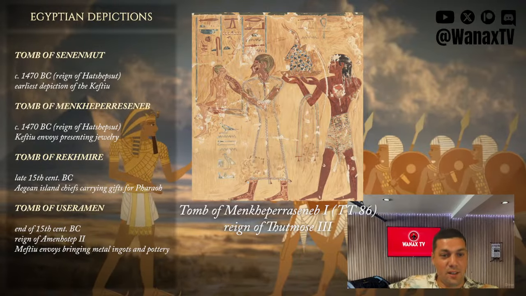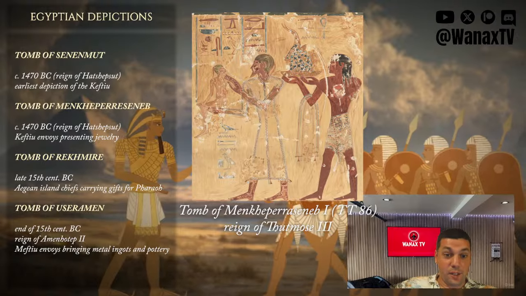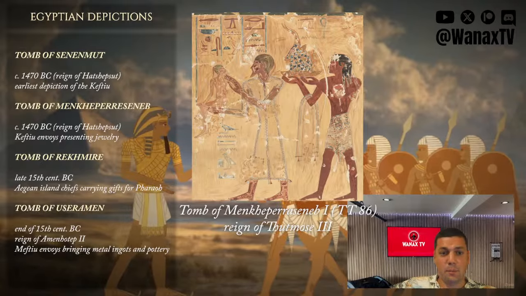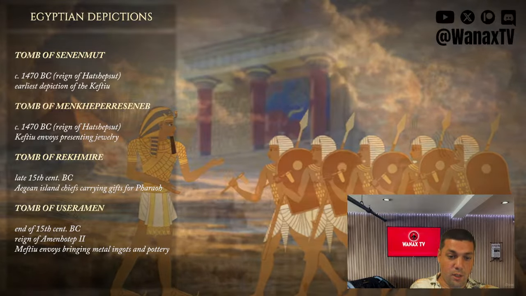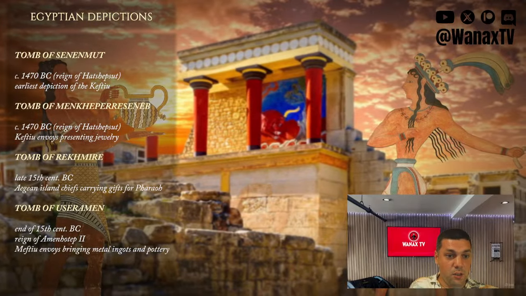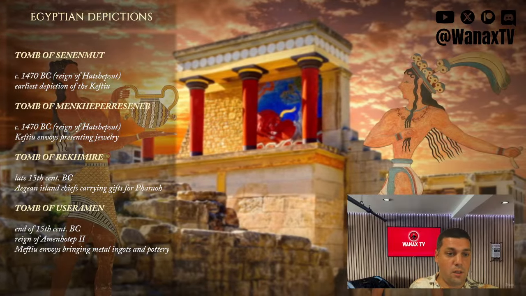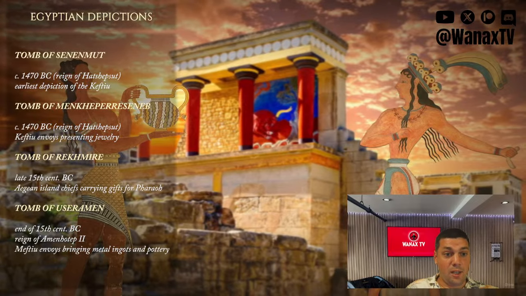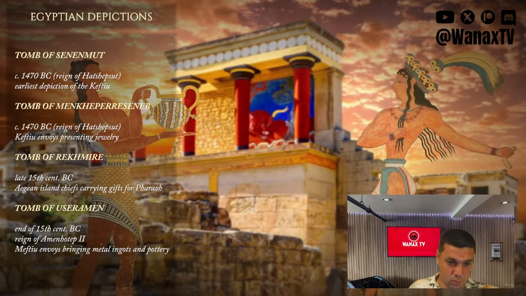So this is a depiction of the Minoans from Menkaperennesseb, and this is a high religious official from the time of Hatshepsut and Tutmosis III. And moving on, we are going to the tomb of Rekhmire in the later part of the 15th century, and this depiction shows Aegean island chiefs carrying gifts for the pharaoh.